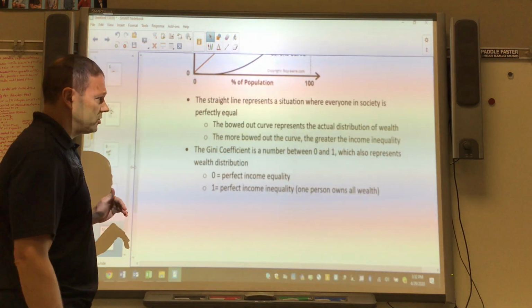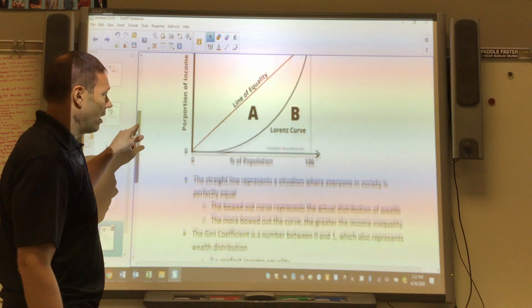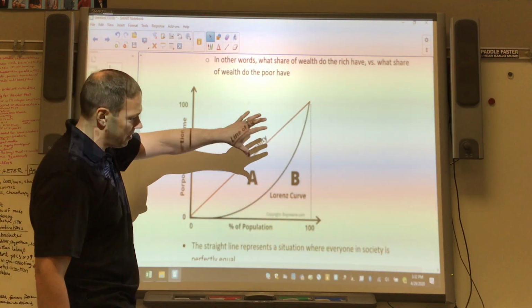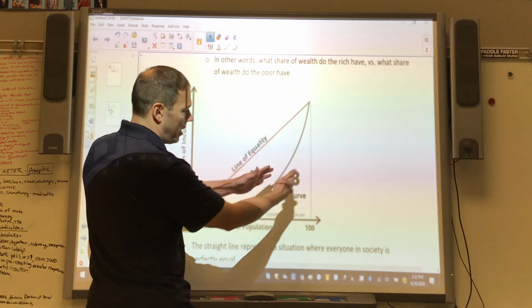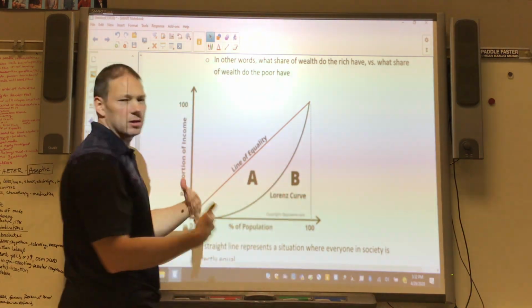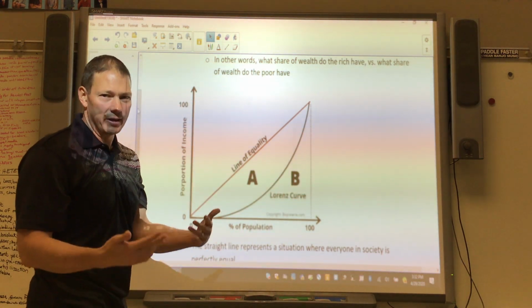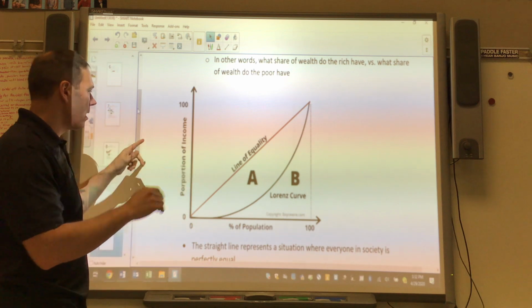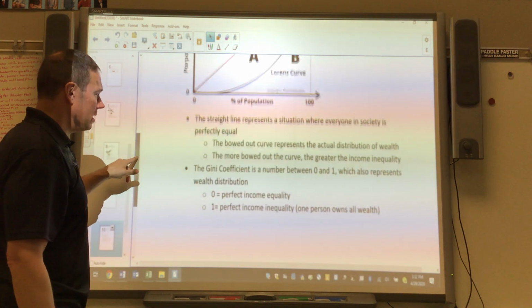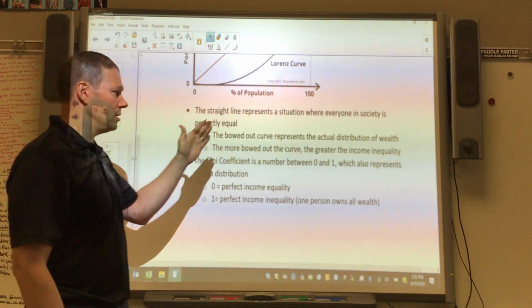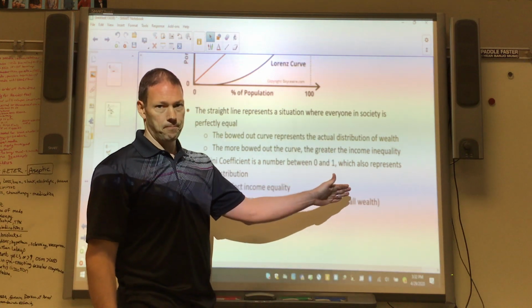And then the Gini coefficient is going to be a number. It's actually based on the Lorenz curve. It's going to be the area of A divided by the area of A plus B. You're not going to need to know the formula. It's very uncommon that they're going to do that. Bottom line is this, though. It's going to net you a number between 0 and 1.